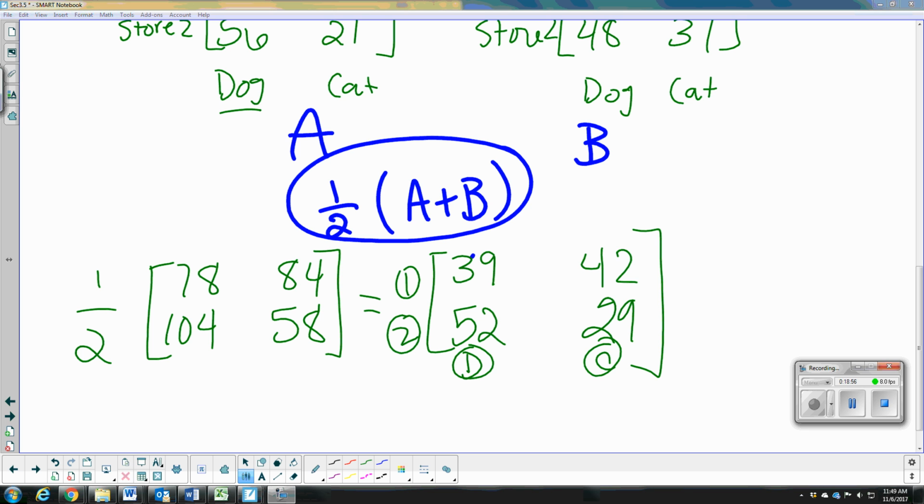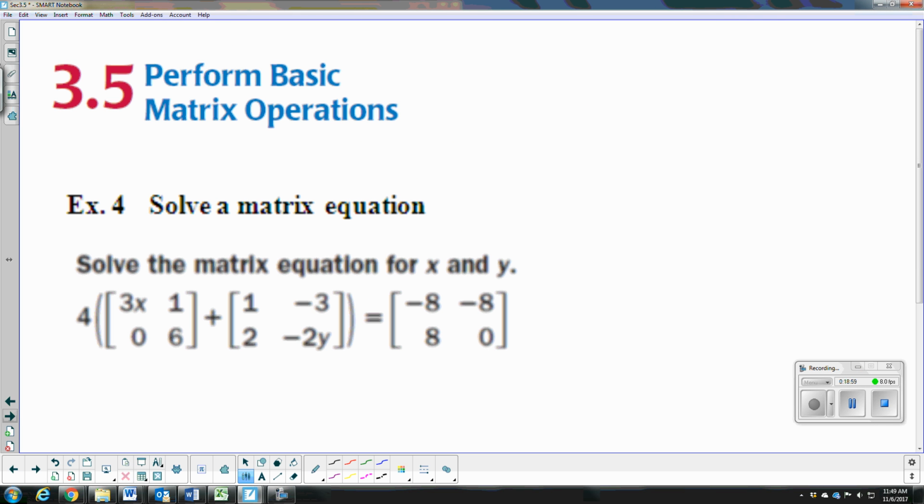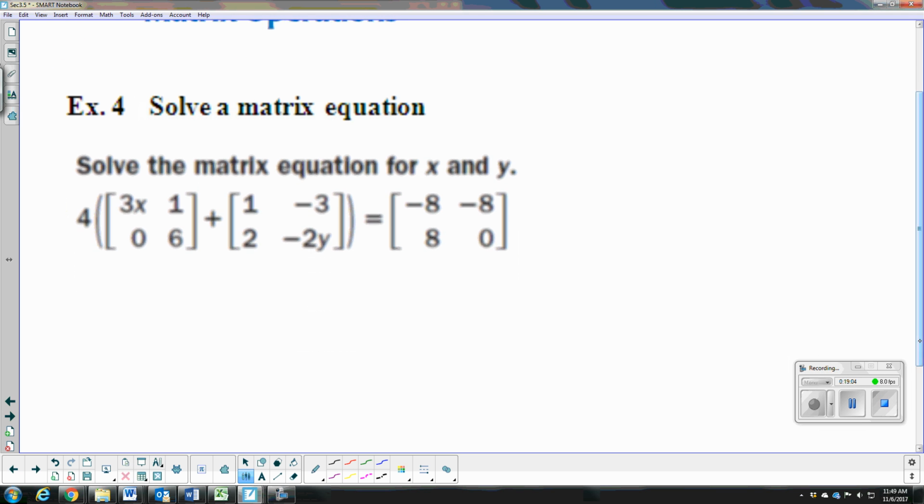All right, our next example, example number 4, is to solve the matrix equation for x and y. So again, you're going to have to consider your order of operations. So if 4 times the matrix groups, the first matrix, we're just going to call this A, and we'll just call this B, just for now. We're going to add A and B together first, and then that sum matrix, we're going to multiply by 4. Okay, so first let's add those 2 matrices together.